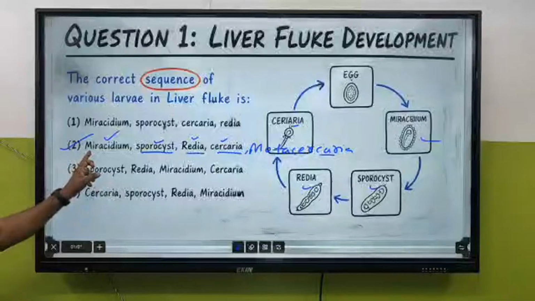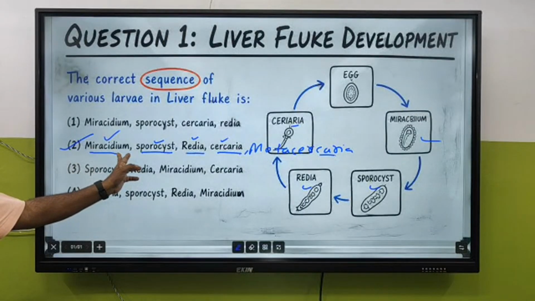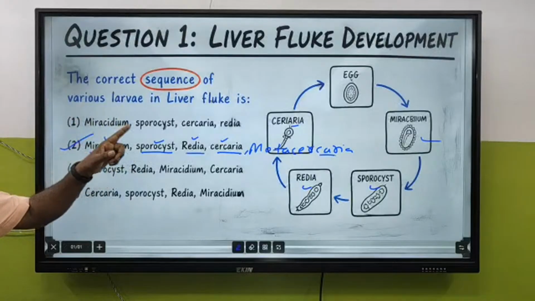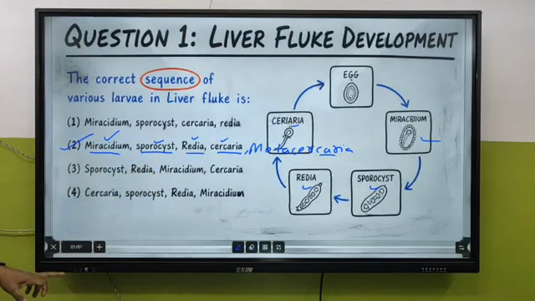Clear? So the answer is liver fluke, which means Fasciola hepatica, Platyhelminthes. Clear?